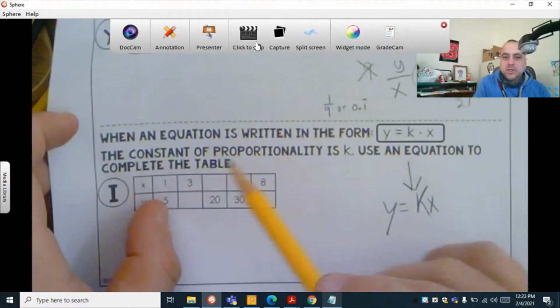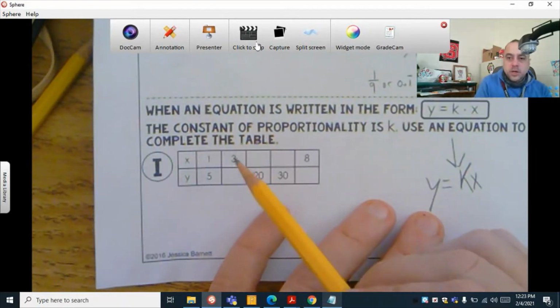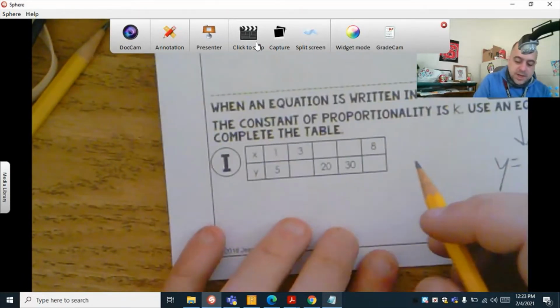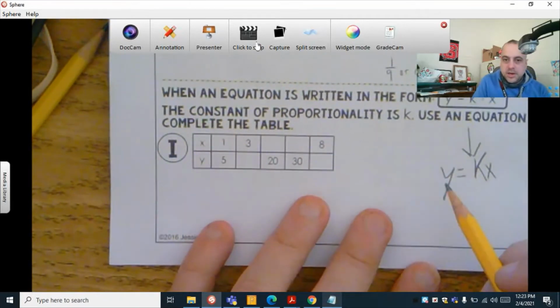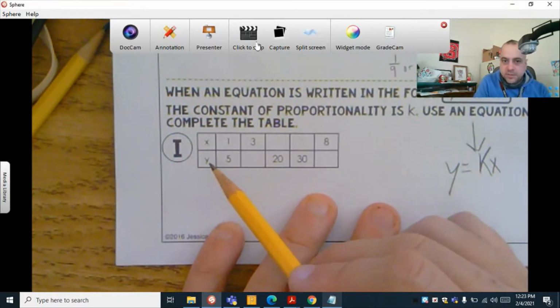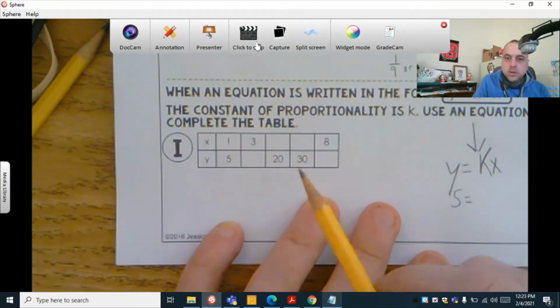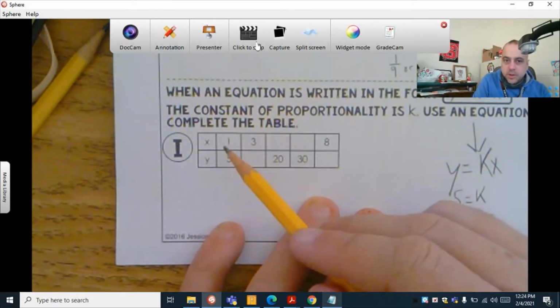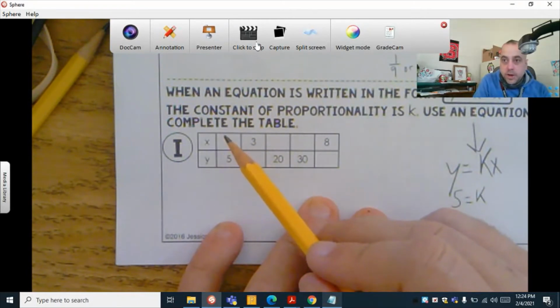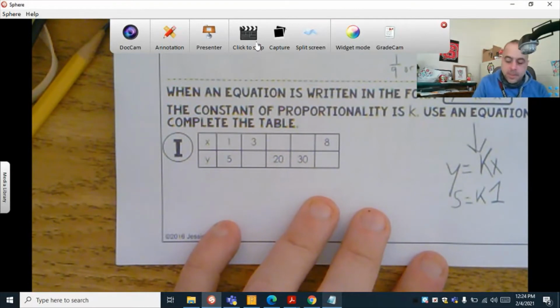Use an equation to complete the table. All right, this is kind of cool. So let's use this y equals kx. But instead of a y, we're going to use 5, because isn't the first y you see 5? 5 equals k. We don't know k yet. But what's the x that goes with the 5? It's a 1, right? So we're going to put 5 equals k times 1. Looks weird, right? Always divide by the number in front of the variable.